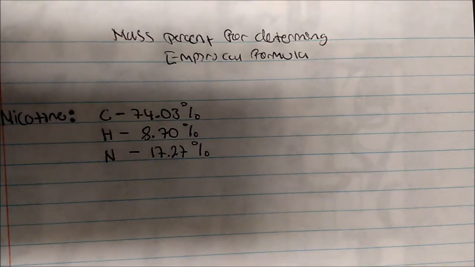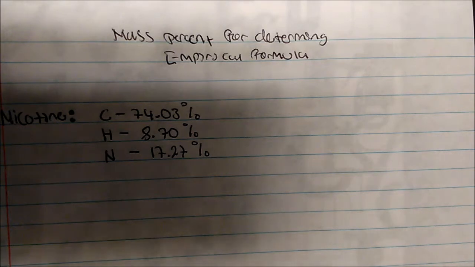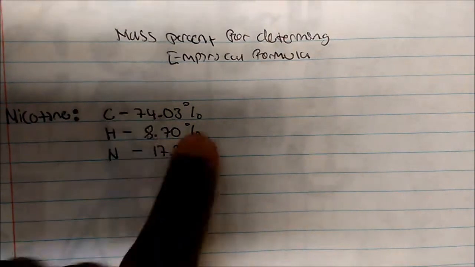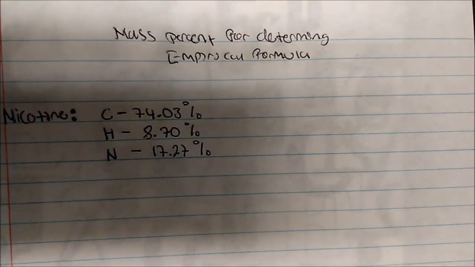So in this video, we're going to talk about the mass percent for determining the empirical formula. The idea is, what if you're given a list of elements broken down into their corresponding percentages? How can we determine the empirical formula? For these types of problems, what you've got to do is assume you have 100 grams of the compound.